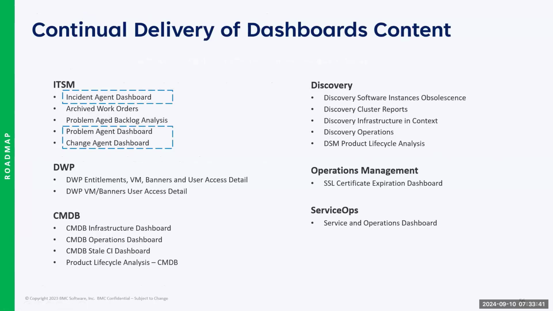We continually deliver dashboards on the roadmap. What you see on the screen, most of these are on the roadmap. The ones that are highlighted in blue have already been delivered. So incident agent, problem agent, change agent, these have already been delivered. But several others, especially related to CMDB, discovery, operations management, are on the roadmap.